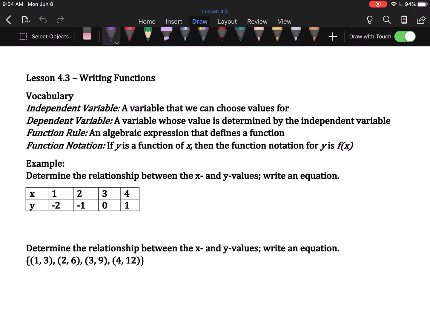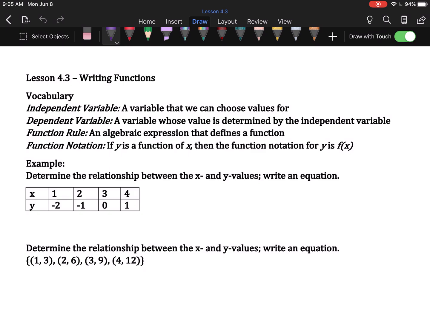1 to negative 2. Well, I could do that by multiplying 1 by negative 2. But if I try to do that again with the next value, 2 times negative 2 is negative 4. And I'm not looking for negative 4, I'm looking for negative 1. So it's not multiplication. At least it's not multiplication by itself. We will try addition or subtraction. And since these values are obviously getting smaller from x to y, it'll be subtraction.